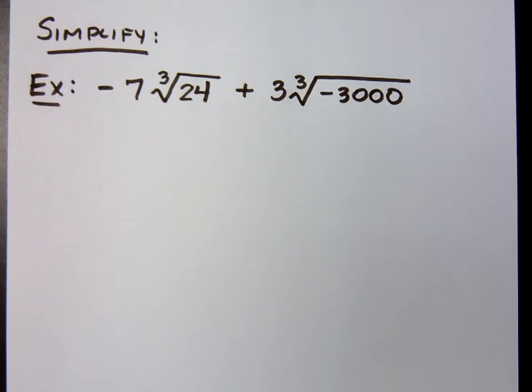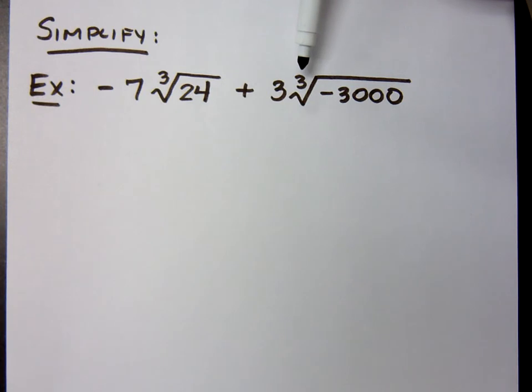Alright, so this was one of the problems that we wanted to look at yesterday, and I told you I would be showing you the videos today. Now, this is from adding and subtracting. So remember that in order to add and subtract, you have to have like radicals, which means you have to have the same index, which these guys do, but they're also supposed to have the same radicand.